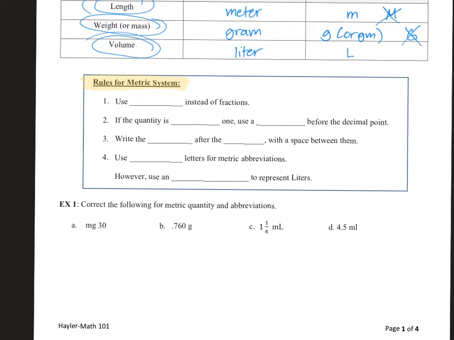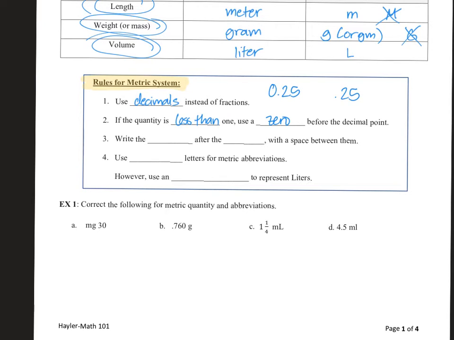Okay, the first rule, you're going to use decimals instead of fractions. So stick with the decimals. Second rule, if the quantity is less than 1, you're going to use a 0 for the decimal point. So I've talked about this before, but you should be writing 0.25, not .25.